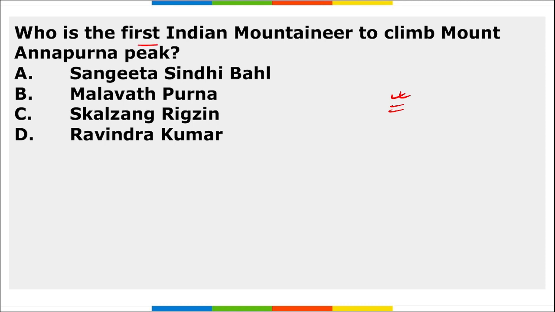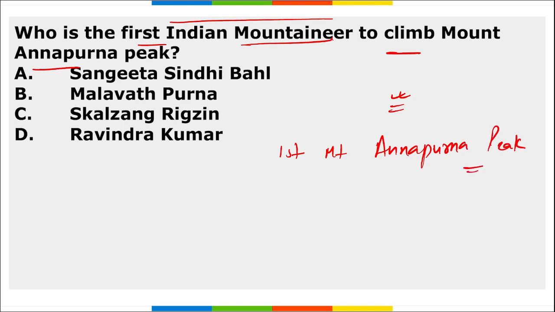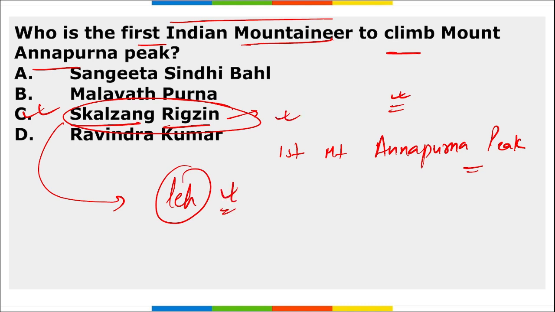First question is, who is the first Indian mountaineer to climb Mount Annapurna Peak? Who became the first Indian mountaineer to climb this Annapurna Peak? Shkaleng Rigzin. Shkaleng Rigzin became the first Indian to climb the Mount Annapurna peak without supplement oxygen, that is, without the additional help of the oxygen, and he also received a warm welcome when brought back in Leh. So the correct option is option C.